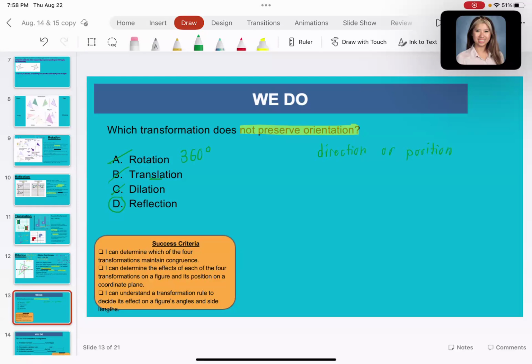So in this case, for our success criteria, I did determine which of the 4 transformations maintain congruence because I first crossed out the one not preserving orientation. So we know that rotation maintains congruence. Translation maintains congruence. Reflection maintains congruence, and it's dilation that does not. I can determine the effects of each of the 4 transformations on a figure and its position on a coordinate plane. So I did just that. And I can understand a transformation rule to decide its effect on a figure's angles and side lengths. So for this problem, we didn't necessarily need a transformation rule.